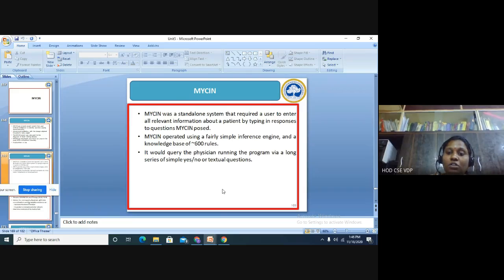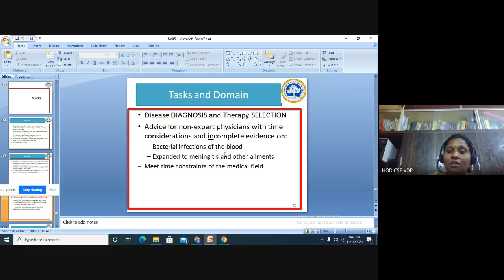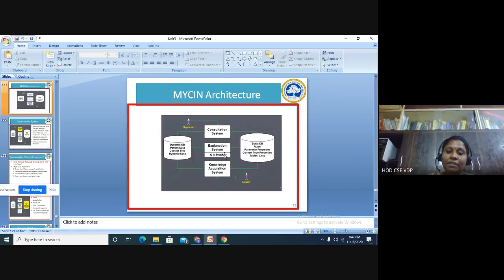Now, how many rules does it have? It has around 600 rules. So it will go through all the rules, and depending on the few rules which match the given conditions, it is going to give you the diagnosis. Okay, so I'll show you the diagram here.